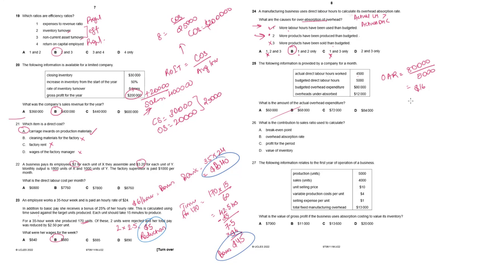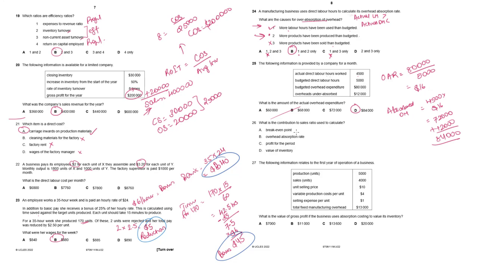$16 per hour. Then you need to calculate the absorbed overheads, which is equal to actual labor hours 4,500 into $16. So when we calculate that, $72,000 is the absorbed overheads, and they're telling you that overheads have been under absorbed by 12,000. So definitely actual overheads were more than the absorbed overheads. That's why it becomes under absorbed by 12,000. So 72 plus 12 will give us actual overheads, which is 84,000, option D.